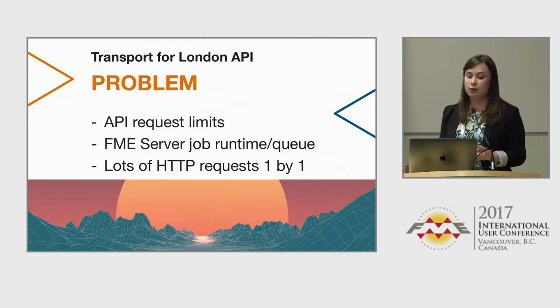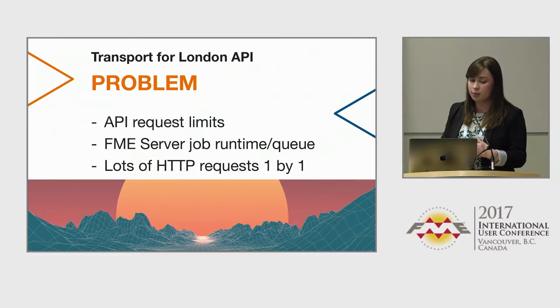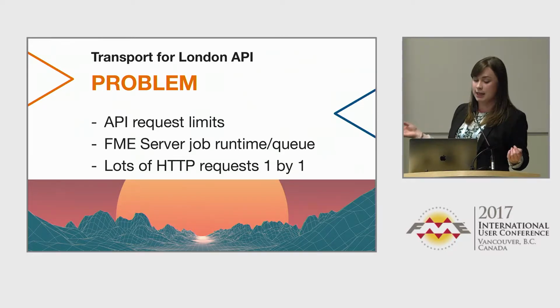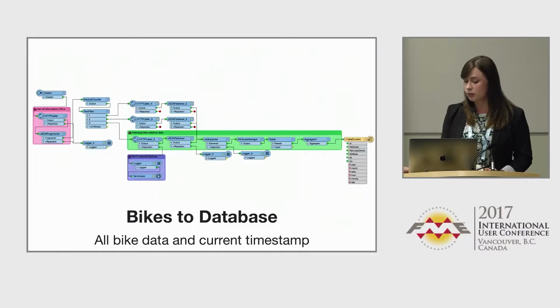But we were hitting into problems with FME with API request limits. If I was running these workspaces too quickly, Transport for London were like, no, you're hitting our API too often, you need to wait a bit. FME server job runtime and queuing. So with the HTTP caller, if those requests are getting delayed in coming back, that workspace running can take a lot longer. And it's sending all of those HTTP requests one by one.